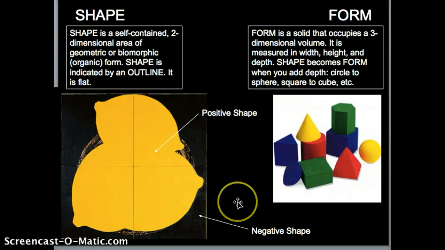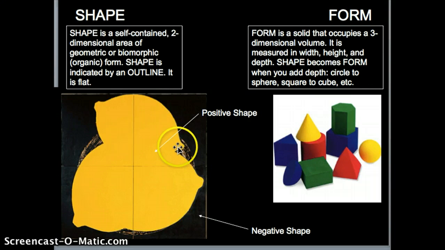Okay, so we're moving on to our next element, shape. Shape is a self-contained two-dimensional area indicated by an outline, and it is flat. So we haven't added our volume yet. A form is simply a three-dimensional shape. That's when we add the depth to the shape, it becomes a form. And here are some more terms.